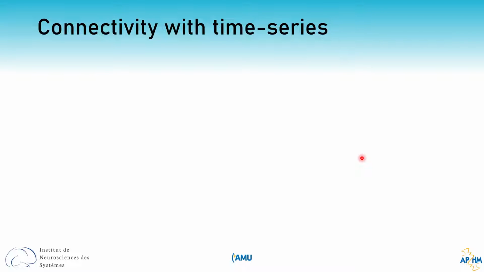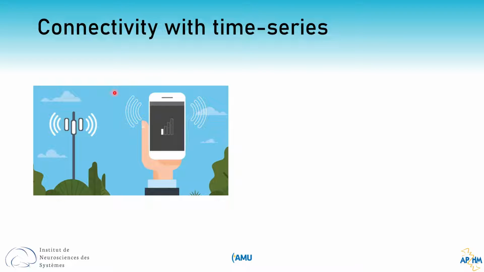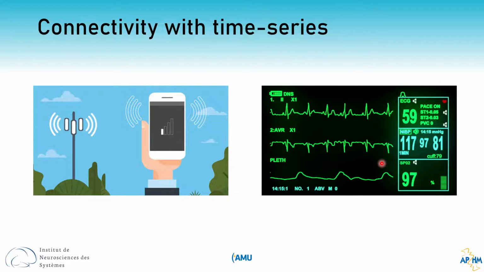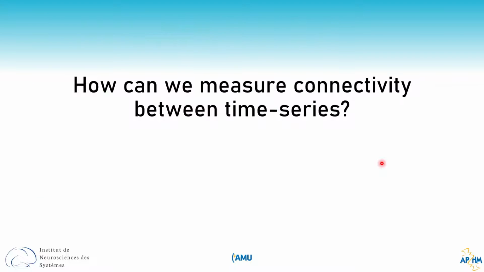But time series are not restricted to econometrics. We can find examples in, for example, telecommunication systems, like the signals from our mobile phones, and also in our own biological system, like our heart or the firing rate of our neurons.